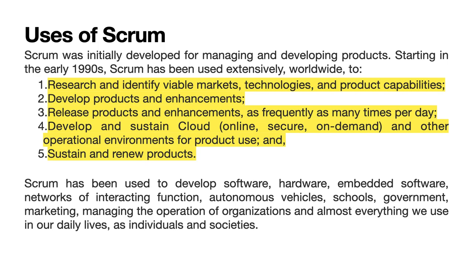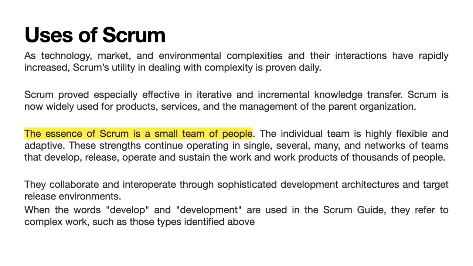Scrum has been used to develop software, hardware, embedded software, networks of interacting function, autonomous vehicles, schools, government, marketing, managing the operation of organizations and almost everything we use in our daily lives, as individuals and societies. As technology, market, and environmental complexities and their interactions have rapidly increased, Scrum's utility in dealing with complexity is proven daily. Scrum proved especially effective in iterative and incremental knowledge transfer. Scrum is now widely used for products, services, and the management of the parent organization.